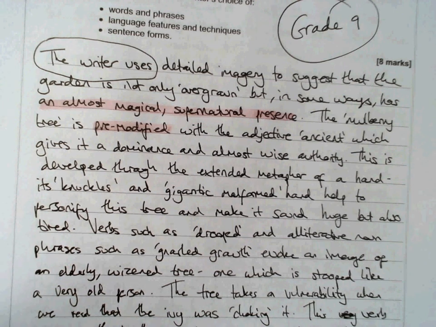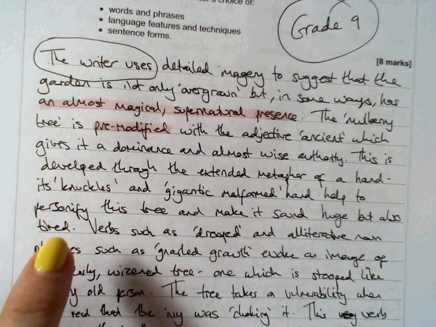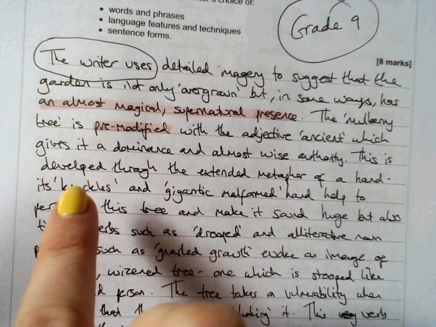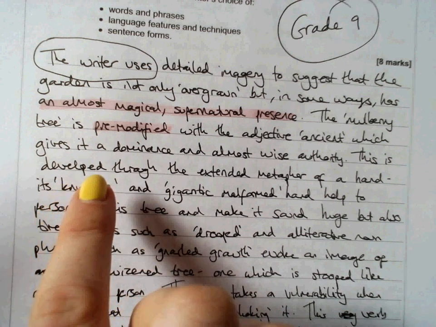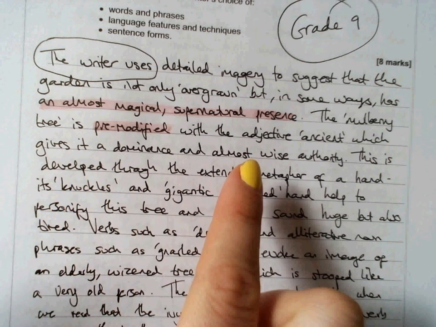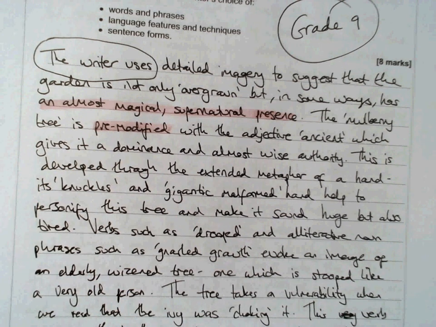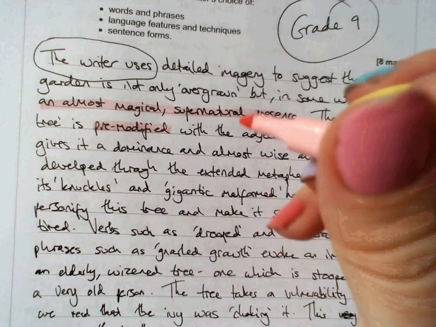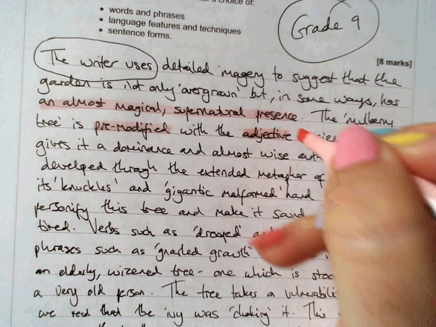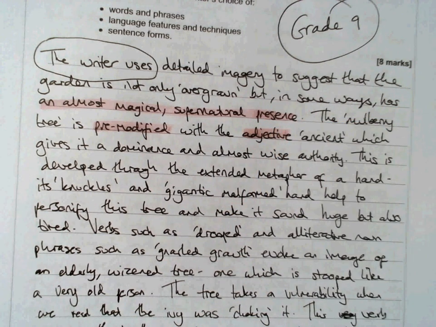To modify is to change something. So if the adjective comes before the noun, it's an example of pre-modification. If it came after it, say it said the mulberry tree was ancient, it would be post modification. So it's just a by the by. So the mulberry tree is pre-modified with the adjective ancient, which gives it a dominance, an almost wise authority.